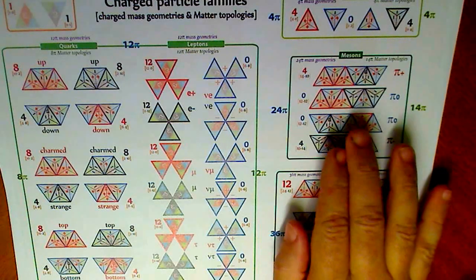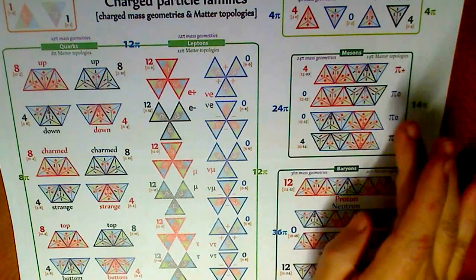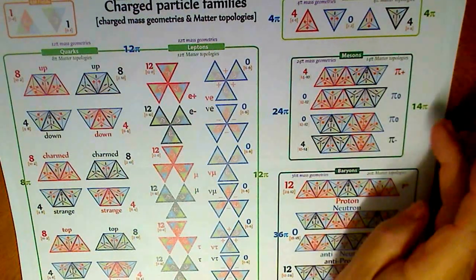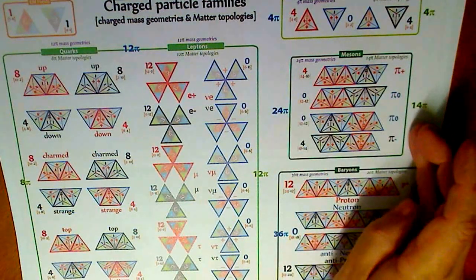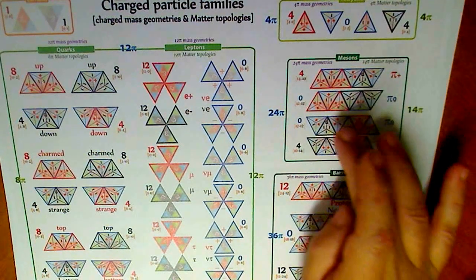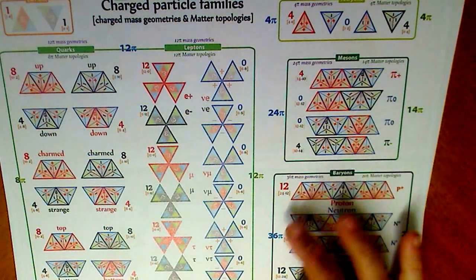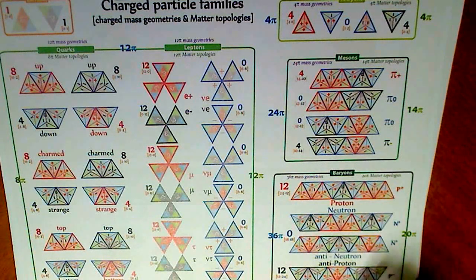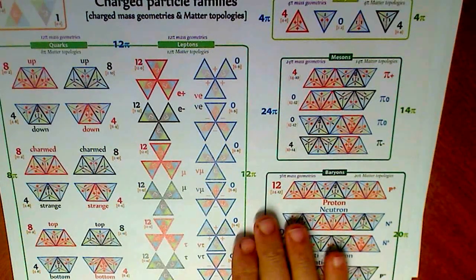And then, of course, we can combine in a substep to creating baryons. We can combine quarks and antiquarks to create the meson family, which have 24π mass energies, creating 14π matter topologies. They are just quarks and antiquarks combining. And then, of course, with the addition of an extra quark, we can create the baryon family, which are protons, neutrons, antineutrons, and antiprotons, 36π mass energies, and 20π matter topologies.